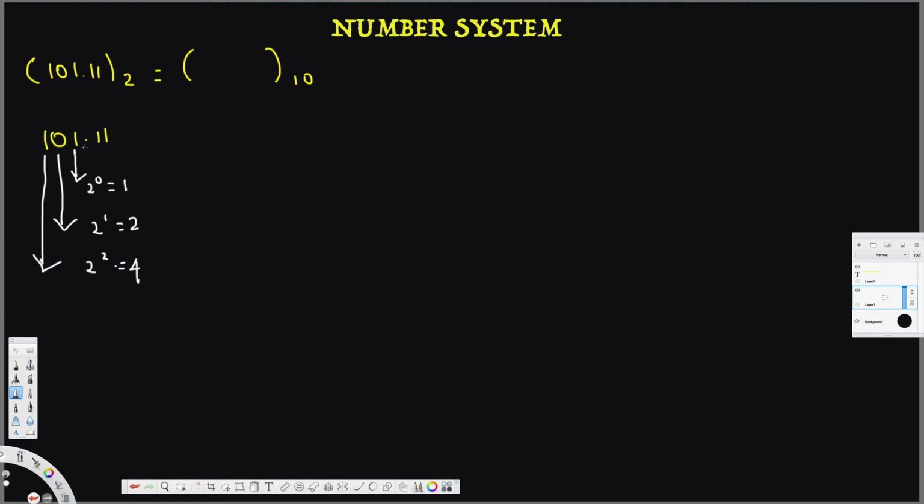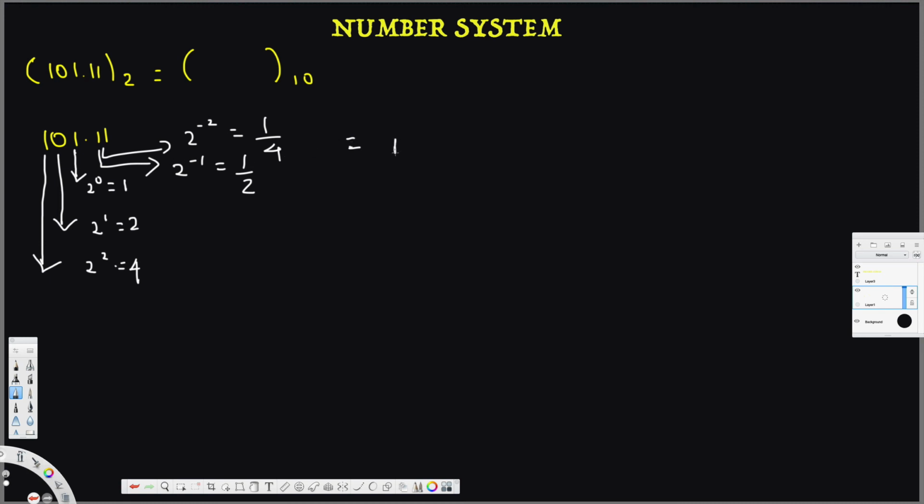So what happens after the decimal point? After the decimal point we go the opposite way: 2 power negative 1, so it decreases. 2 power negative 1 is half, and this one is 2 power negative 2, that is 1 over 4. Now if we multiply them and add, we will get the decimal number.